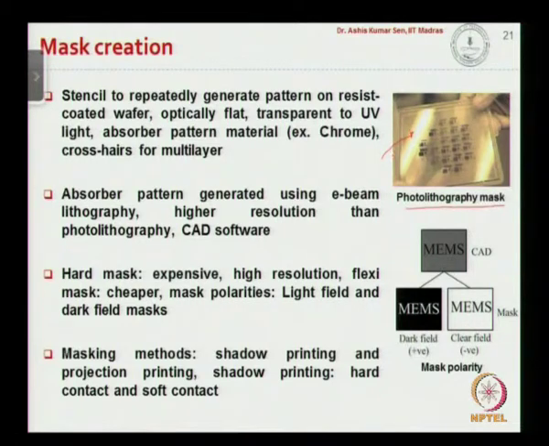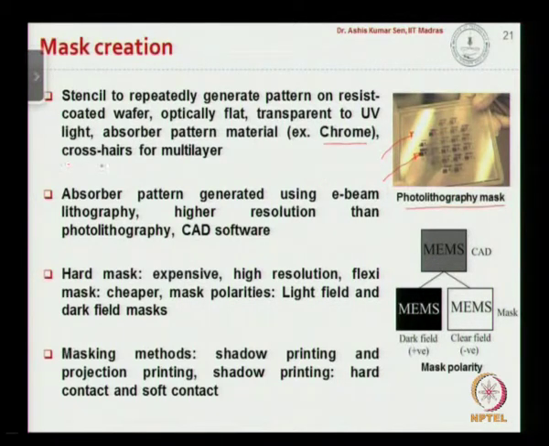So, they can be transparent to UV light, and the dark areas that are opaque to light can be created using different materials. For example, chrome is one material that is typically used to create these opaque structures, patterns on the mask. And when we design a mask, another important thing is to have the alignment marks, what we call crosshairs.